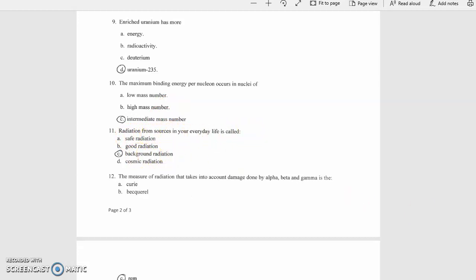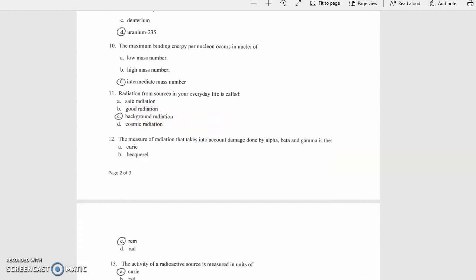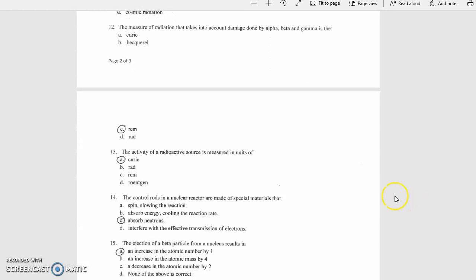Radiation from the source in your everyday life is called background radiation. And the measure of the radiation that takes into account the alpha, beta, and gamma are the REMs, REMs. Activity of a radioactive material is measured in units of the Curie, A. The control rods made of special materials that absorb neutrons. That's what their job is. They absorb neutrons and stop that chain reaction from continuing on.